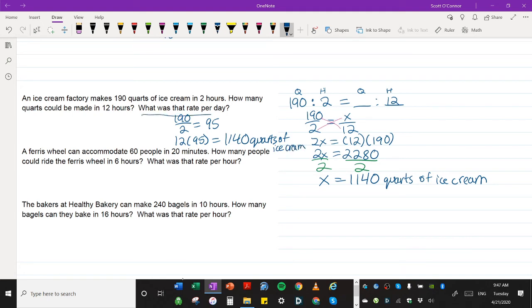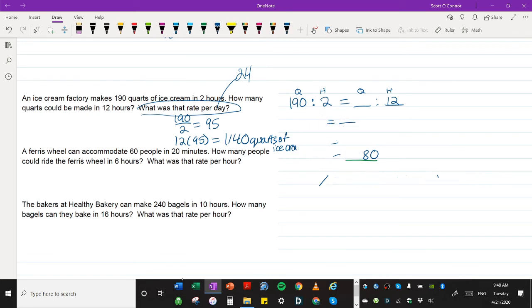What about the rate per day? Well, in this, you have to figure out how many hours are in a day, 24 hours. And so you would repeat this process, but you would change the 12 to 24 and solve. Okay, so you can see how you could use either method to solve that one as well.